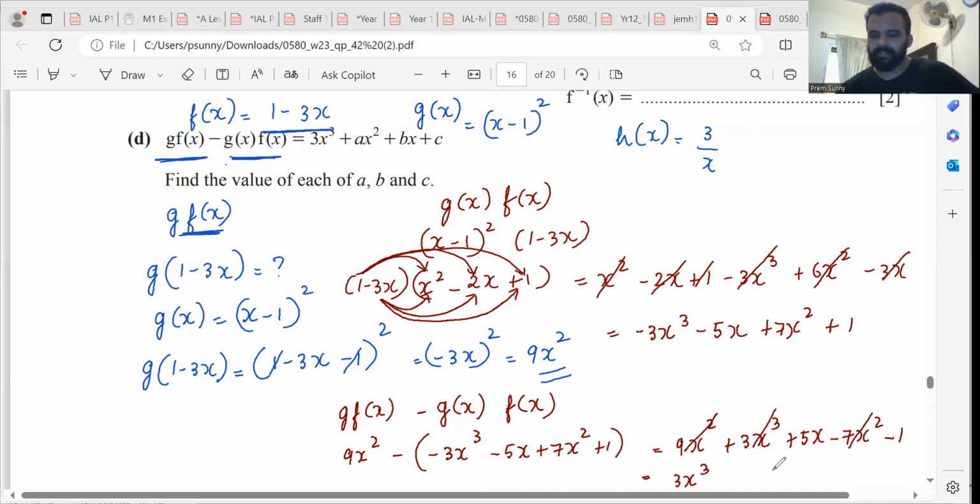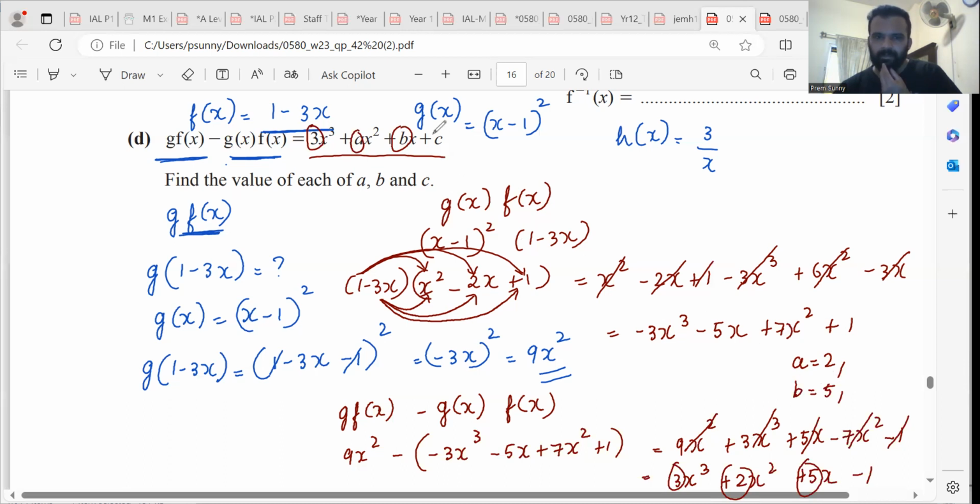9x square minus 7x square is plus 2x square plus 5x minus 1. So when we compare this with the right hand side, x cube coefficient is 3. Now a, x square coefficient, we got it as 2. So a is 2. B, we got it as 5 here. So b is 5.